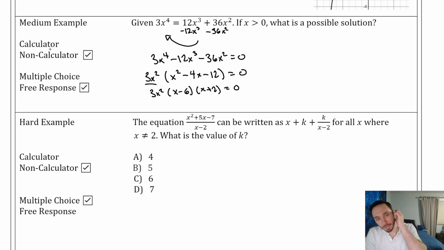Usually you guys are pretty good at factoring those. So what are my zeros here? I get 2 zeros: I get 6 from this one, and I get -2 from this one. So what is the answer to this? Well, if you have a positive number, your answer is 6, and you're done.